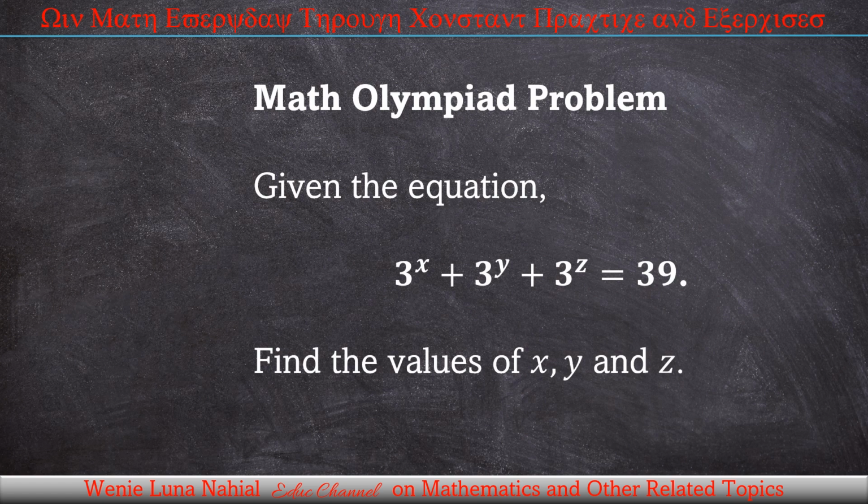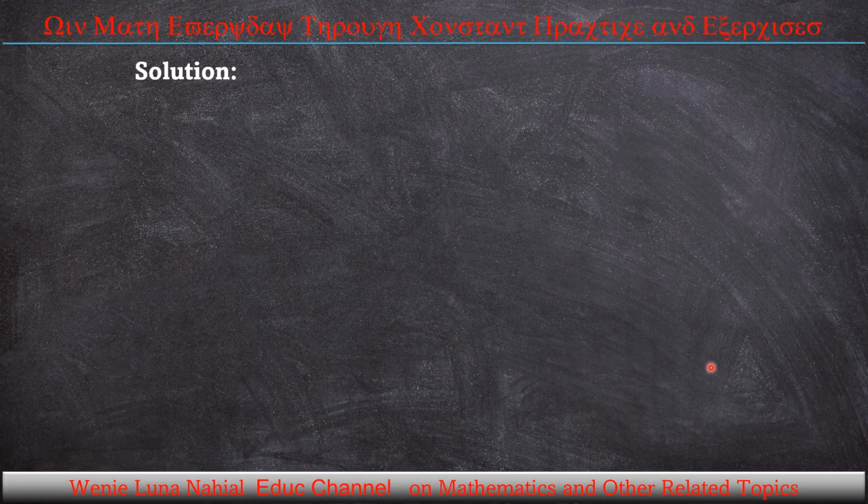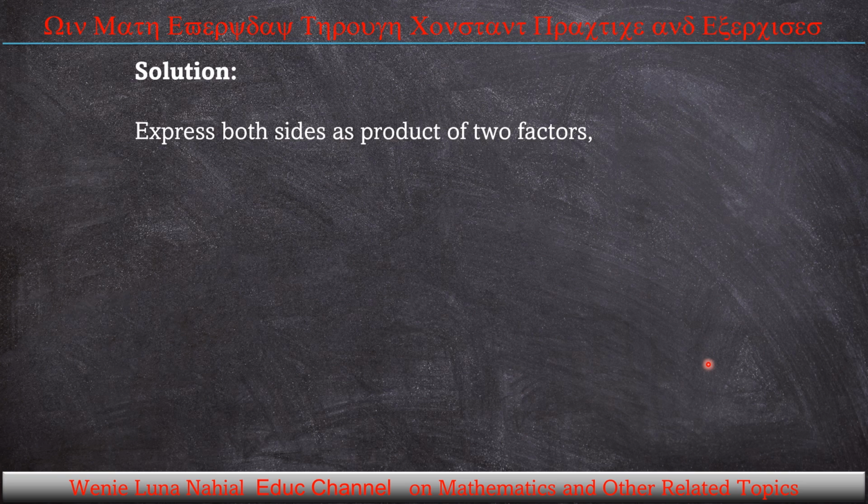Mga migs, let us have this equation: 3 raised to x plus 3 raised to y plus 3 raised to z equals 39. We have to find the values of x, y, and z. In our solution, we have to express both sides as product of two factors.